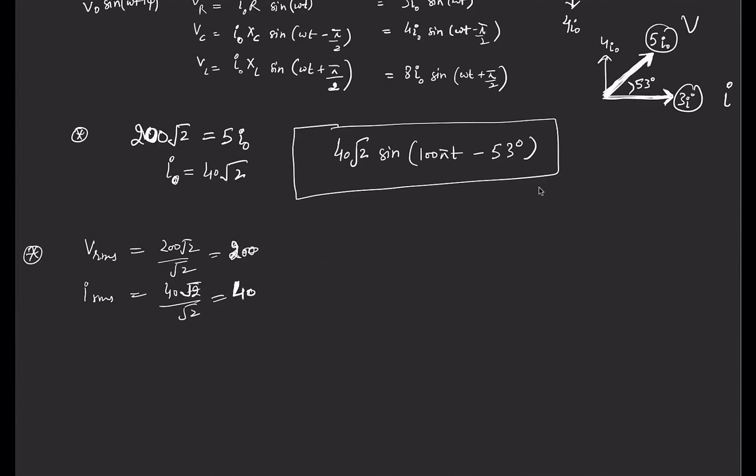Next part is to find the resonant frequency. Resonant frequency, we saw this in the last lecture, is when 1 upon omega C is equal to omega L, which implies omega is equal to 1 upon √LC.